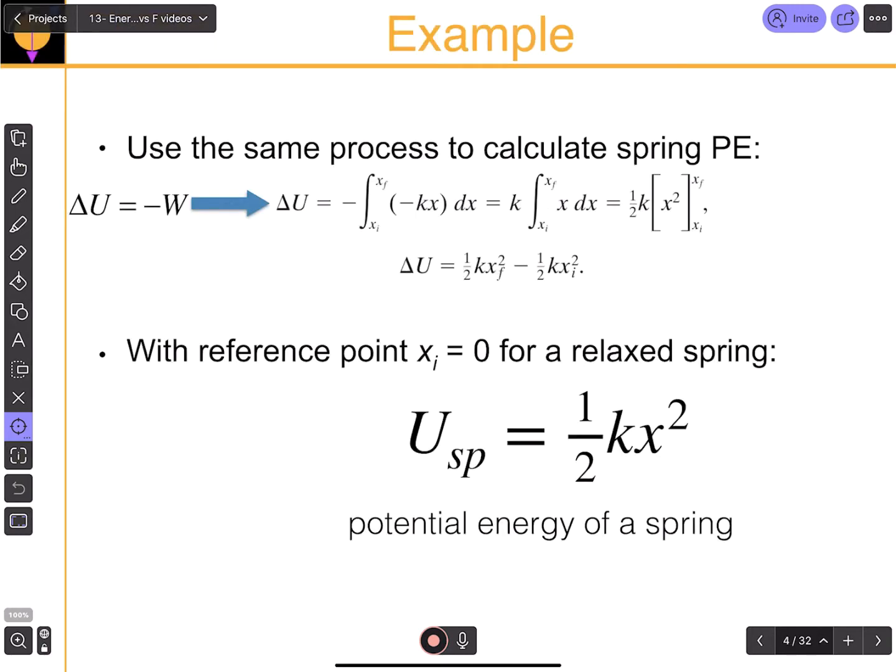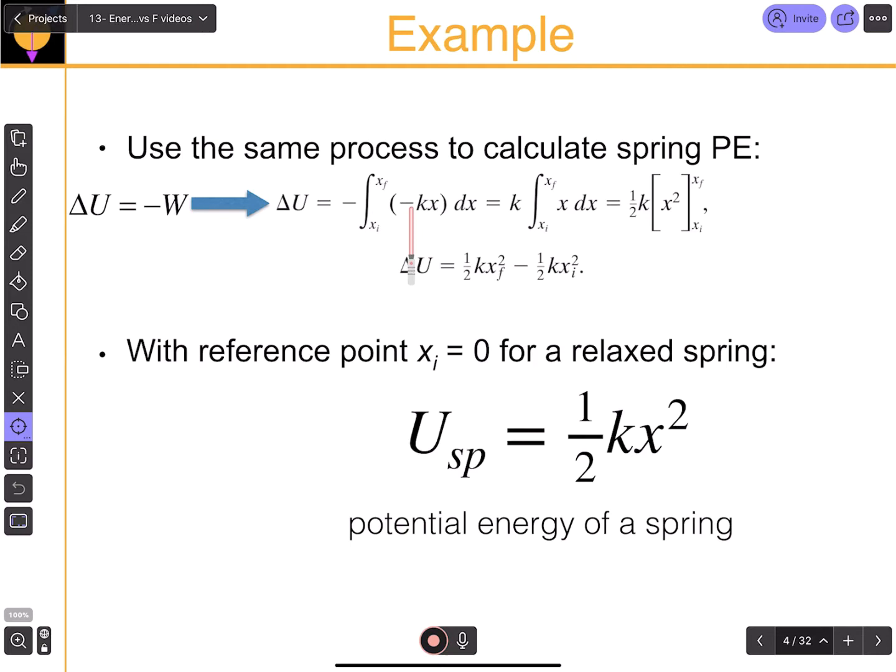Next, we're going to talk about potential energy stored in a spring. The definition of a change of potential energy is the negative of the work. So to find the change in potential energy for squishing a spring from x initial to x final, you do minus the integral from x initial to x final of the force of a spring, so minus kx, as we saw before.